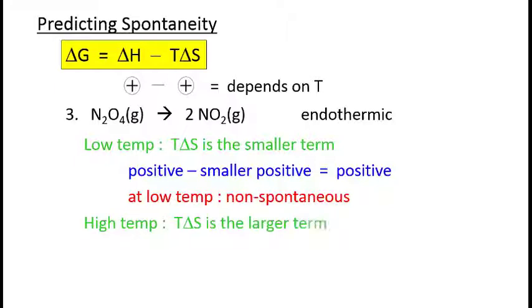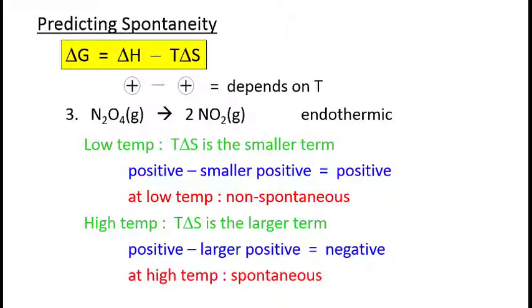At high temperature, the situation is reversed. T is large, so T delta S is the larger term. A positive minus a larger positive is negative. At high temperature, this reaction is spontaneous.